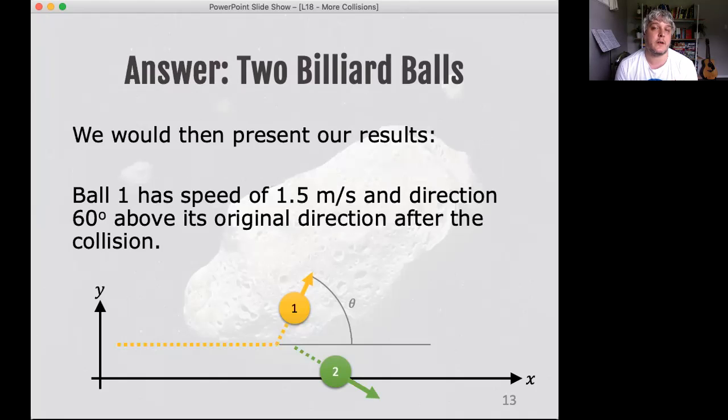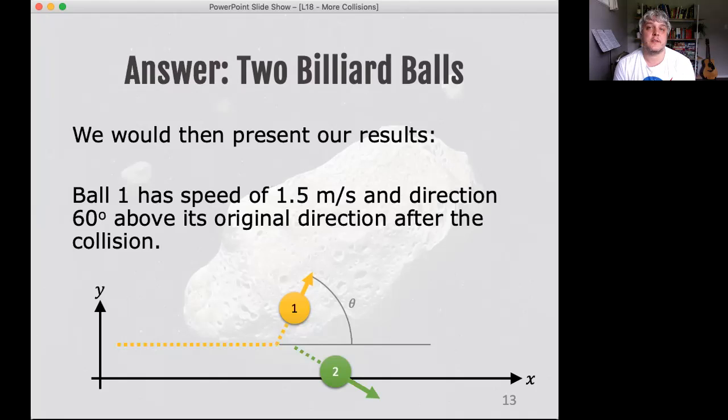All the information given to us was 2SF. The only one that we weren't sure of was actually the mass. It said 200 grams. That could be 1, 2, or 3SF, but the speeds were given as 2SF, and the angle 30 degrees again could be 1 or 2 SF. So I've stuck with 2SF here, which means I have ball 1 as having a speed of 1.5 meters per second and a direction of 60 degrees above its original direction after the collision. So its original direction is what I've referred to again, rather than referencing my x-axis. I could easily have said 60 degrees above the x-axis as well.